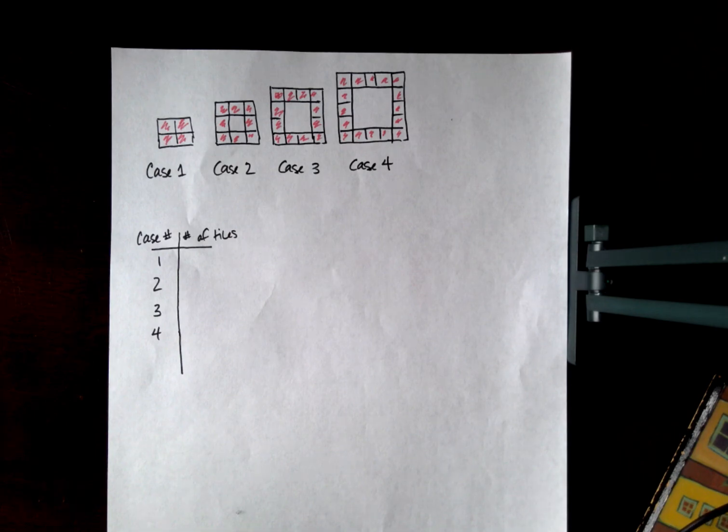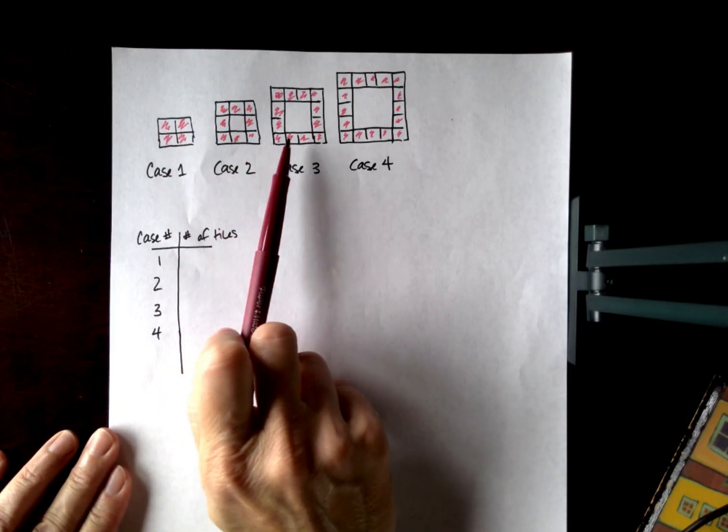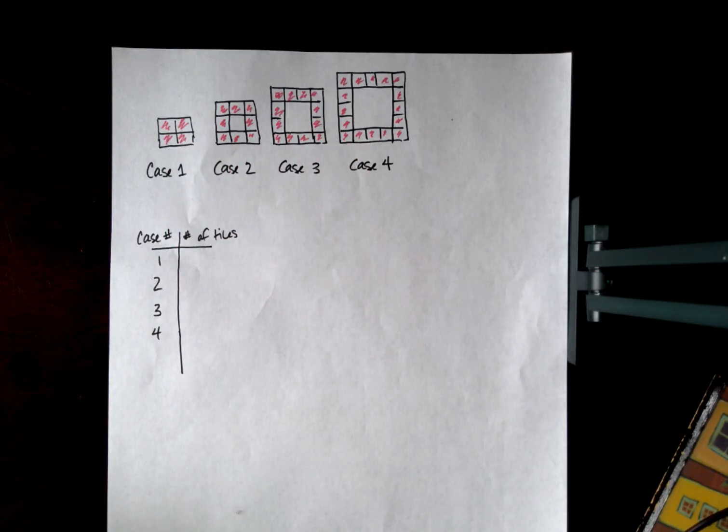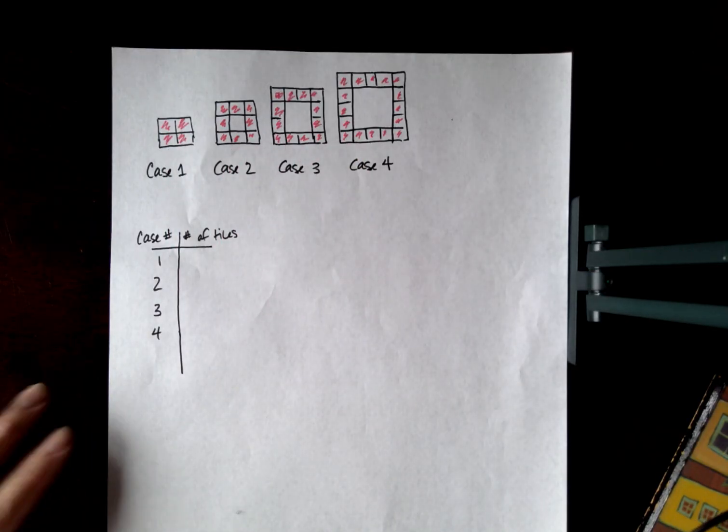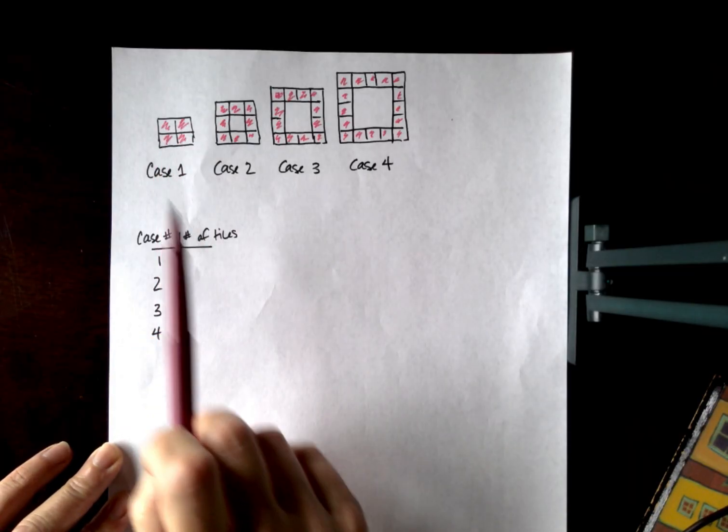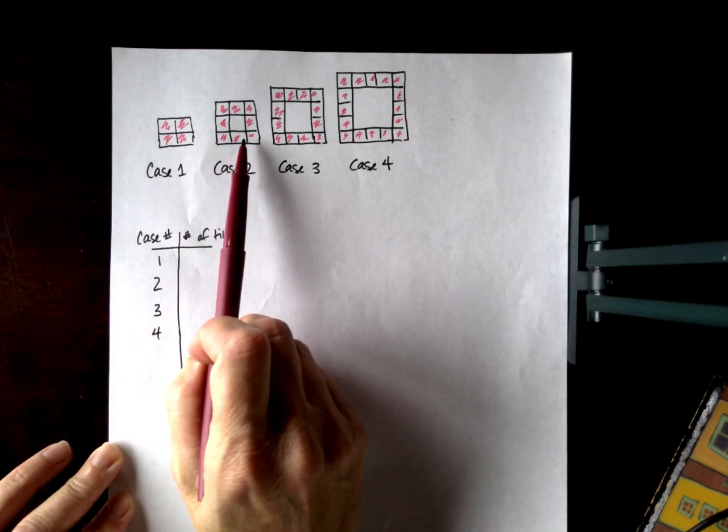Hi Math Crew. I've had some requests for some assistance on the style of problem where we have a sequence of figures and we're counting some feature and trying to spot a pattern. So in this one, we want to count the number of shaded tiles in each figure.